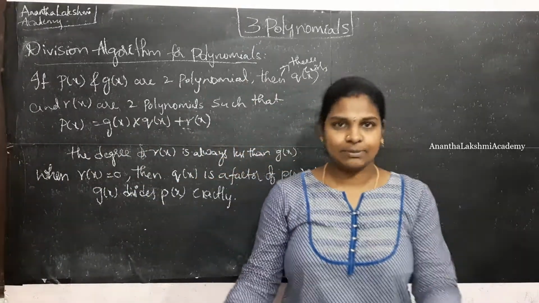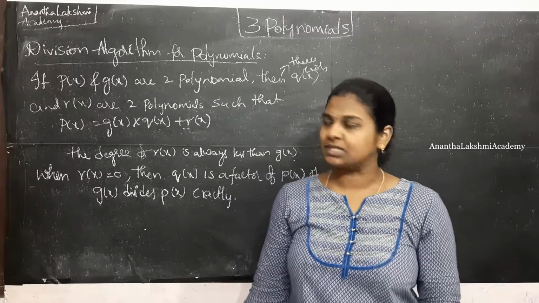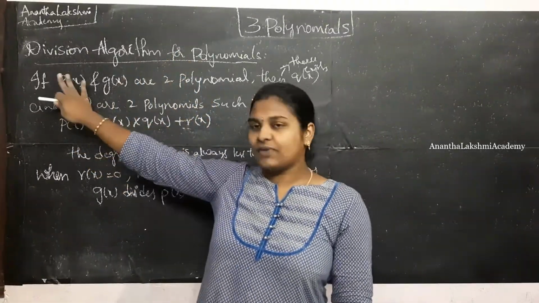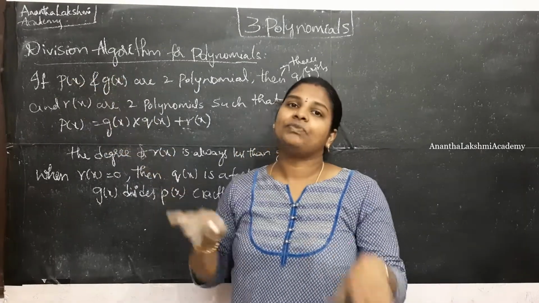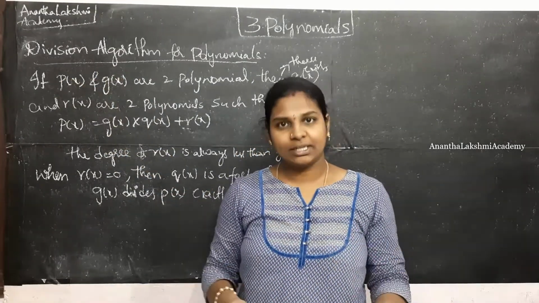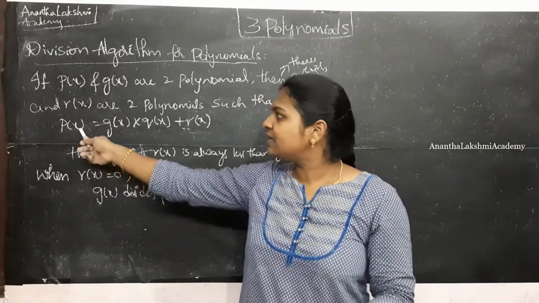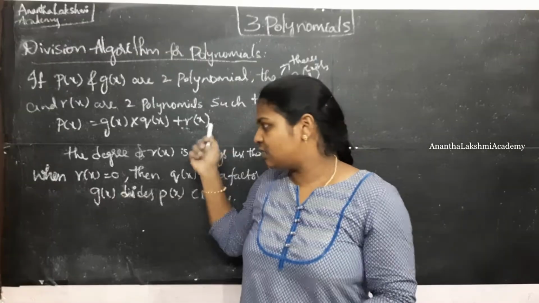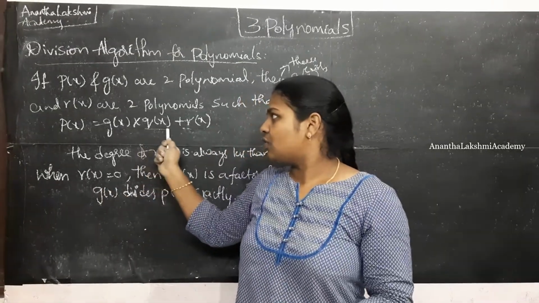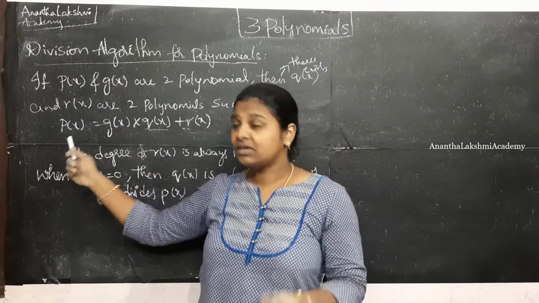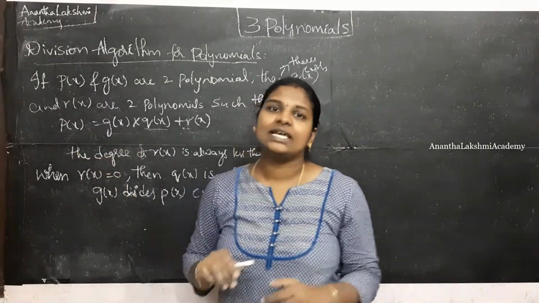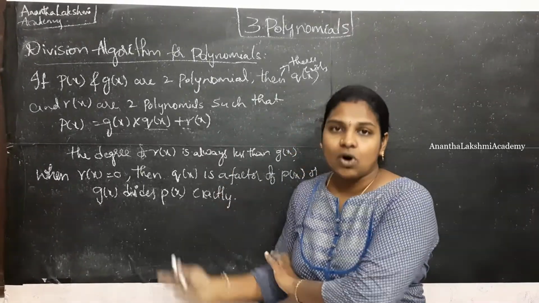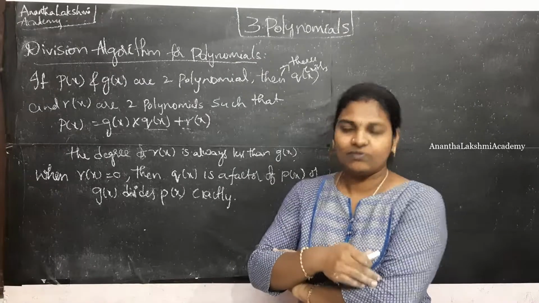What is an algorithm? The step-by-step procedure that we do to achieve a process. So in the division algorithm for polynomials, if we assume p of x as the dividend and g of x as the divisor, there will be a quotient and remainder, which are q of x and r of x, such that dividend is equal to divisor into quotient plus remainder. When the remainder is 0, then we say that either q of x, the quotient, is a factor of p of x, or g of x divides p of x exactly. So this is the concept that is needed for us to solve the problems in exercise 3.4.